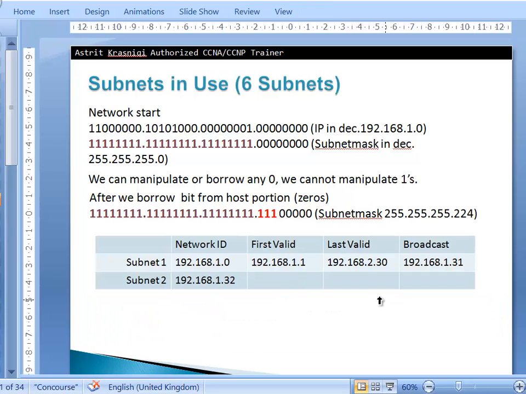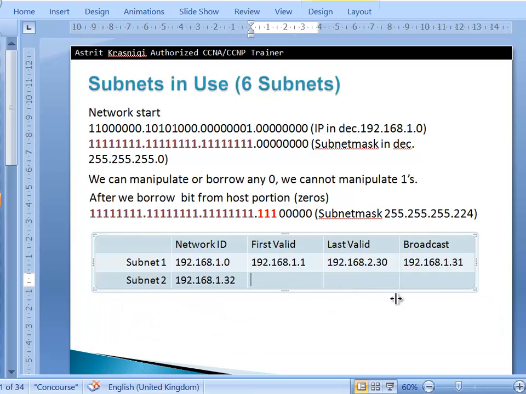Okay, let me get rid of that. Now, for subnet 2, the first valid address is the subnet 2 network ID plus 1, which is 192.168.1.33.